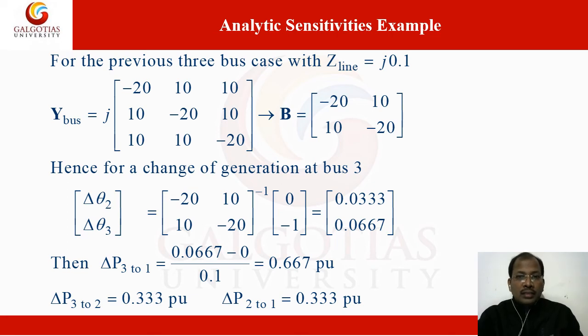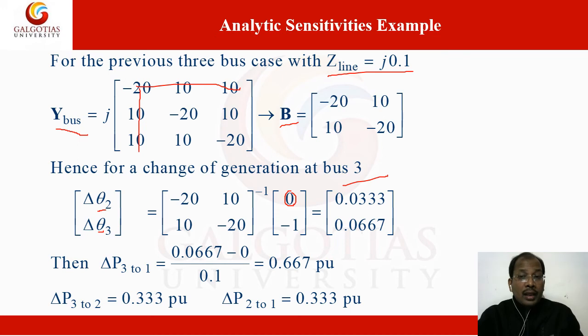For example, in the same way we are going to calculate. Suppose the Z line is given as j0.1. Here we have to calculate the Y bus, and then remove the first row and column. So we can get this matrix B, and hence the change in generation at bus 3 we want to calculate. Then del theta 2, del theta 3. So here we are putting 0 and minus 1 in the P vector. When we multiply by the inverse, we get this equation.